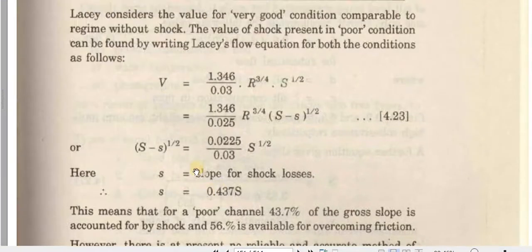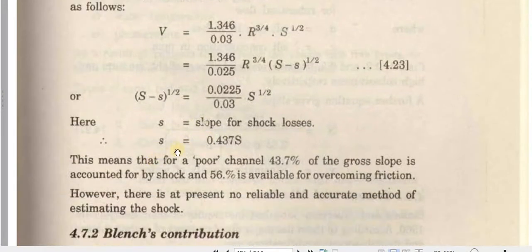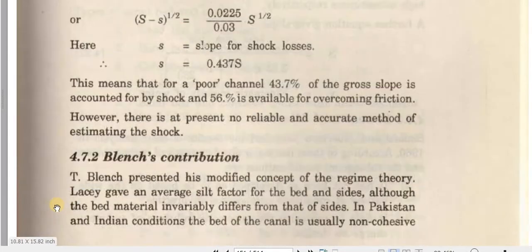And here it is derived simply that S, the slope for shock losses, is equal to 43.7% of the total slope. This is capital S. This means that for a poor channel, 43.7% of the gross slope, meaning 43.7% of the energy, is accounted for by the shock, and 56% is available for the flow to overcome the friction and continue the surface water.